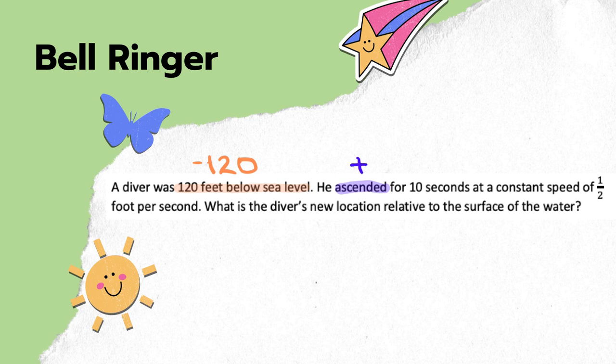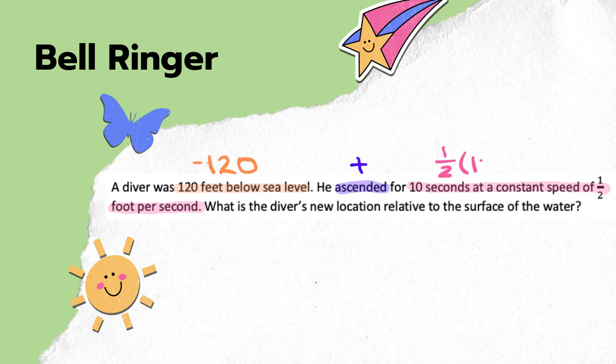But then it says that he ascended for 10 seconds at a constant speed of 1/2 foot per second. Well, how would we figure that out? That's a rate. Kind of some stuff we've been working on. 1/2 foot per second would be a unit rate. Colby? So every second, if he goes 1/2 foot for 10 seconds, he goes 5 feet. Okay, so what math problem did you just solve? 10 times 1/2.